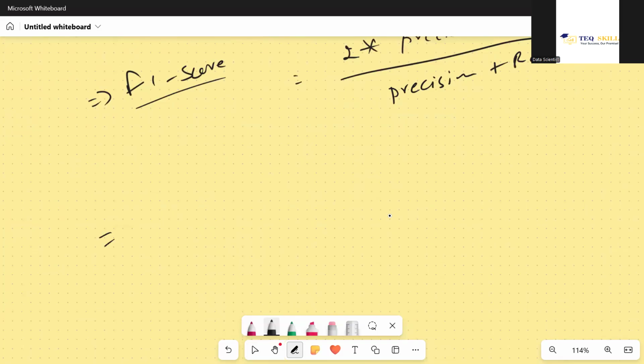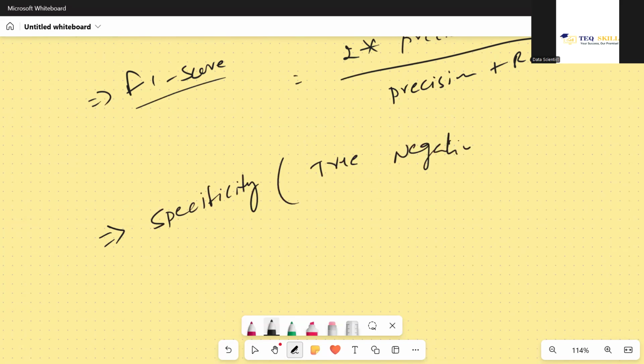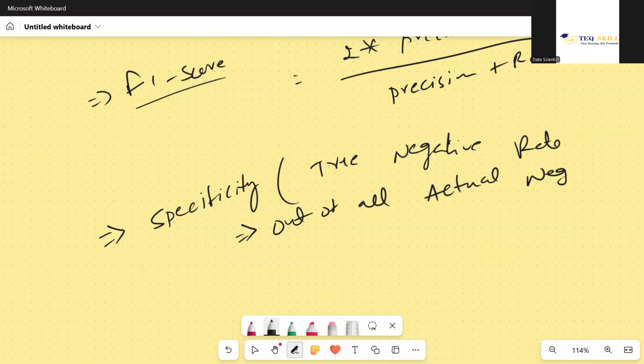And last but not least, the true negative rate, which we call specificity. Specificity tells us: out of all actual negatives, how many did we predict correctly?